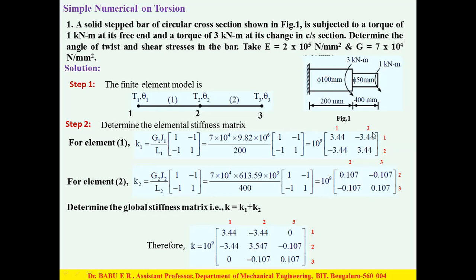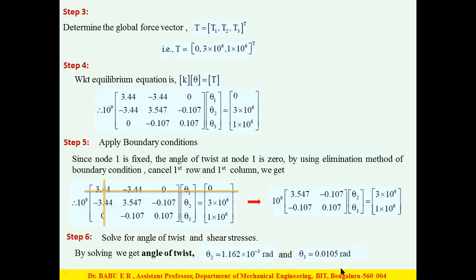When you go for 3 cross 2, here we have 3 cross 2, it is minus 0.107. You write it down here. So write the second row as the second column. So the last term is 3 cross 3. Here we have 3 cross 3, it is 0.107. You write it down here. So that gives the global stiffness matrix.